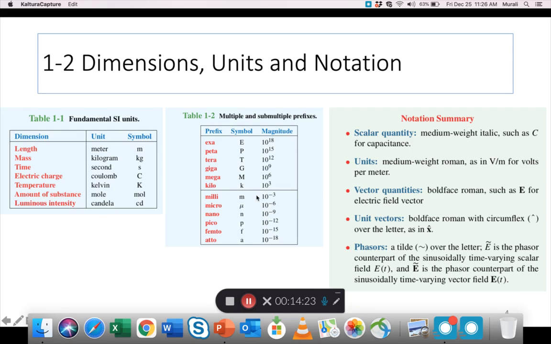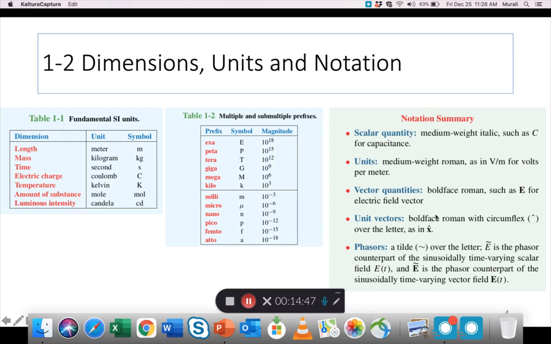Prefixes and magnitudes. Well, I guess we haven't seen exa, peta, but we certainly know mega, kilo, giga, milli, micro, nano, pico, femto. All these we have seen before when we did EE 188 or EE 280. So hopefully you remember some of this.